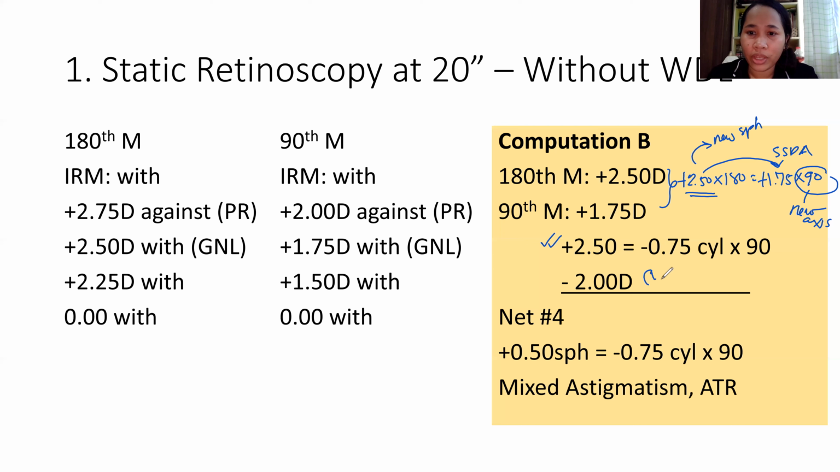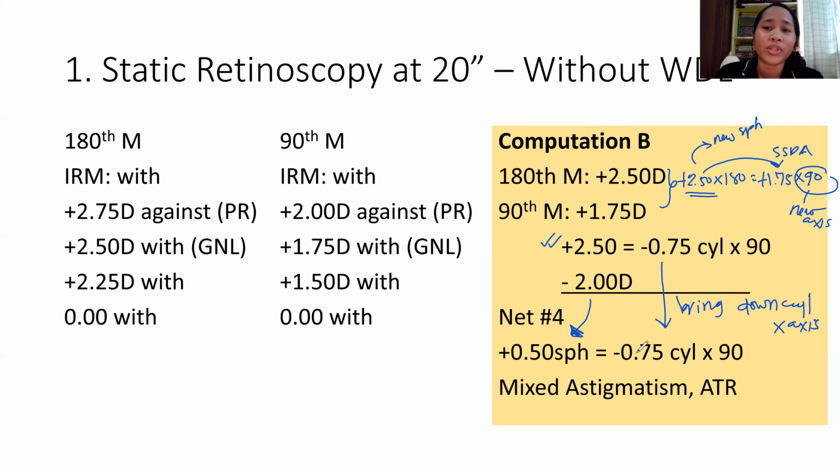And you deduct it with the WDL. You deduct only the sphere. Don't touch the cylinder, okay? So the result is plus 50 sphere, and then bring down the cylinder and axis. So this is mixed astigmatism against the rule. Okay? So I hope it's clear.